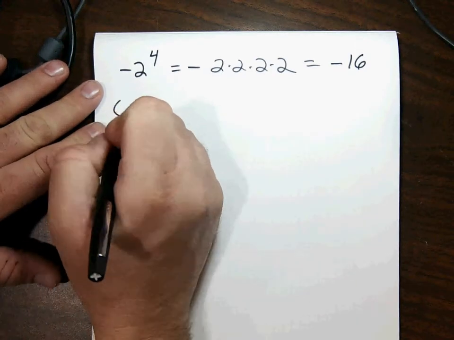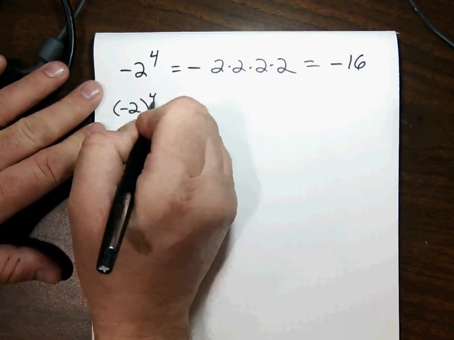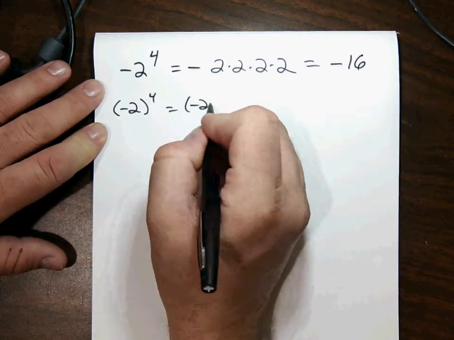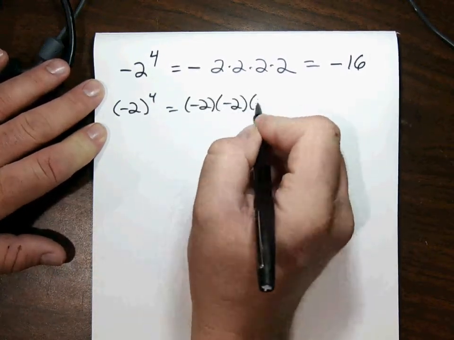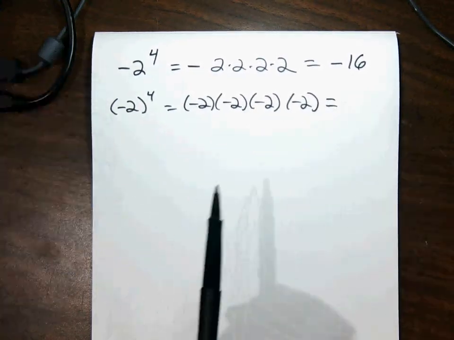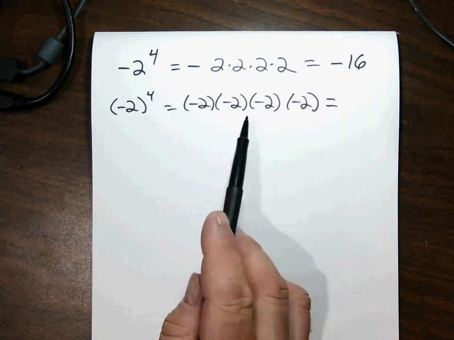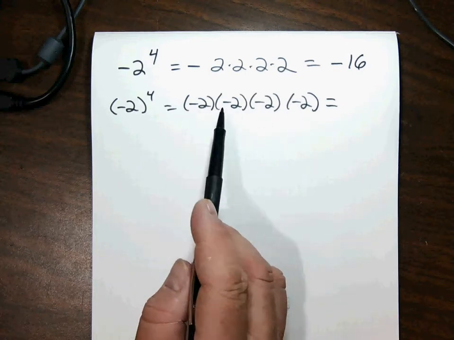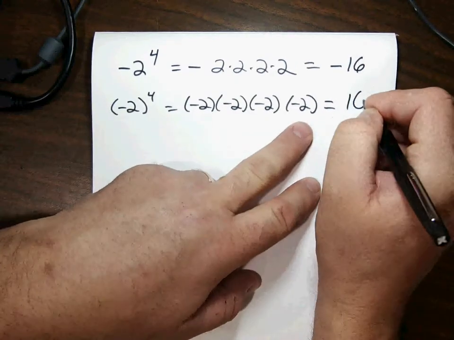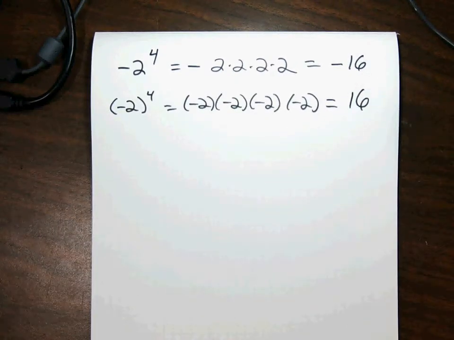That's different from this. Negative 2 in parentheses raised to the power of 4. That means negative 2 times negative 2 times negative 2 times negative 2. Okay, and we learned from the previous section, when I multiply all these negatives together, if I have an even number of them, which I've got 4 of them, it's going to turn it into a positive. So that's going to be a positive 16.